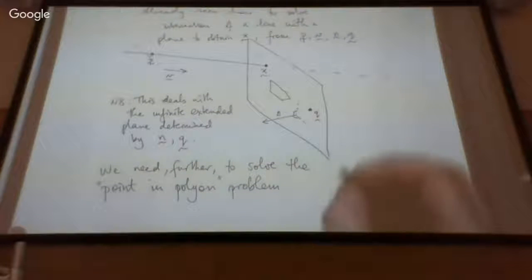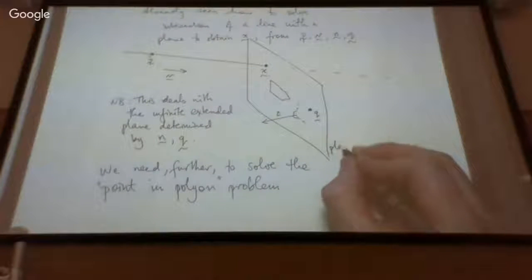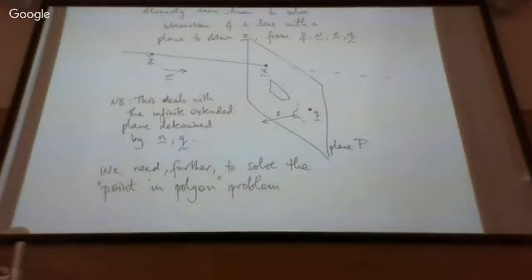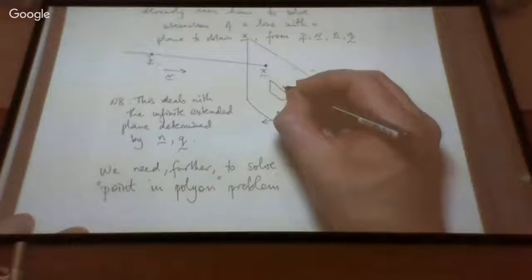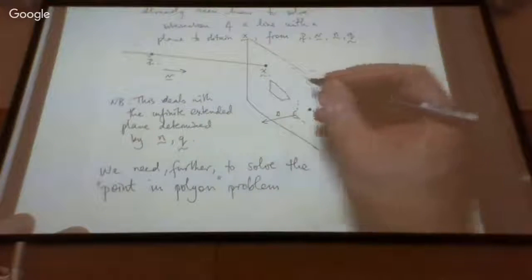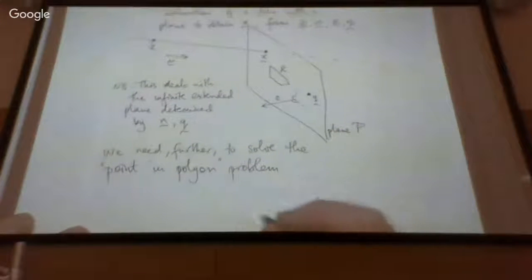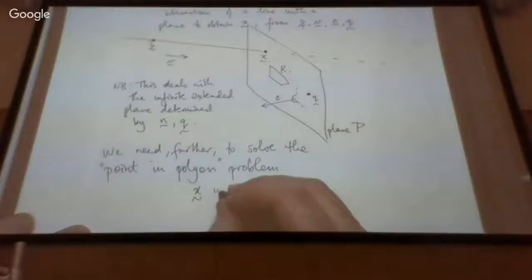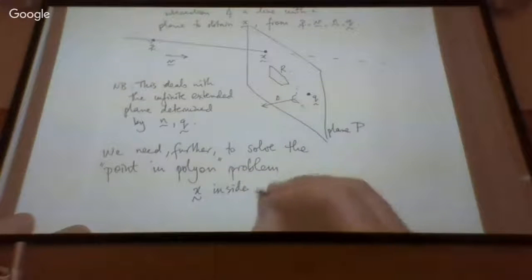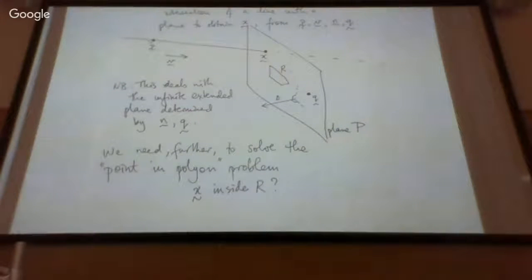So let's call the plane P, capital P. Careful not to confuse it with vector little p. And let's call this polygon, just for the moment, R. So the point in polygon problem: is x inside R or outside?